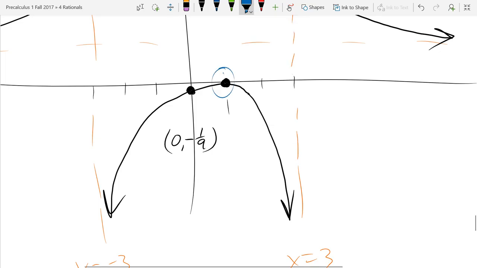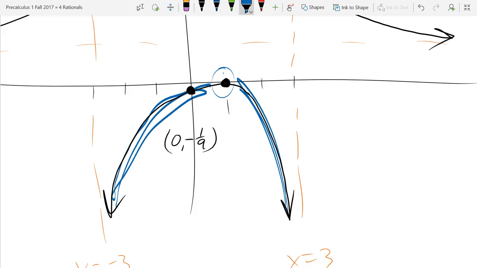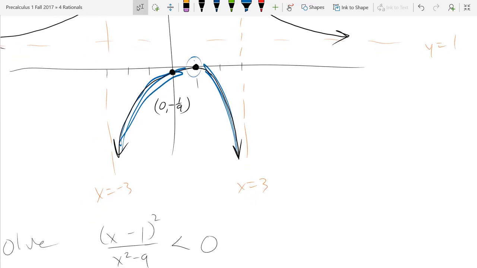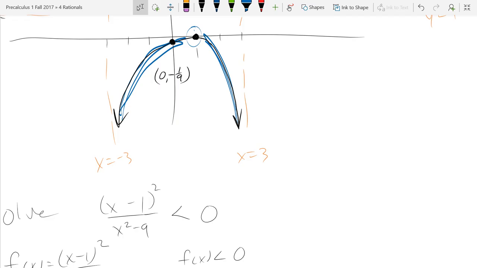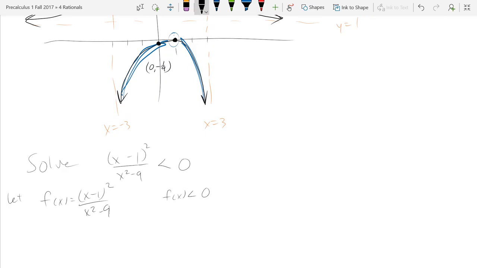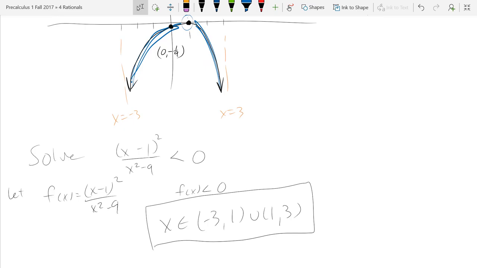So I want to skip that point right there and take this part of the graph on the left and this part of the graph on the right. Are there any questions about that idea? So I'm skipping the x-intercept. I'm taking the two pieces below the x-axis. Now I have to name all those x-coordinates, and this is going to be two intervals. So we're going negative 3 up to 1, and then 1 to positive 3. So there are the two intervals where this is below the x-axis.